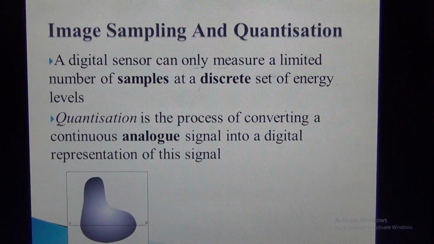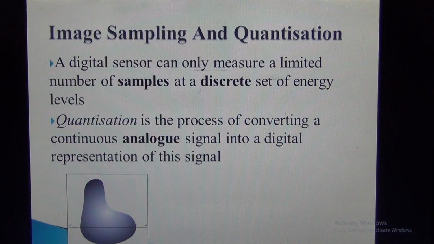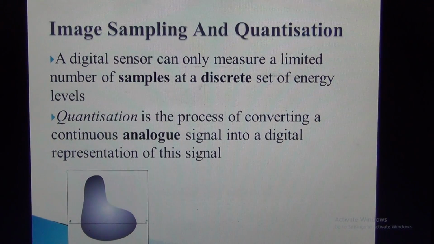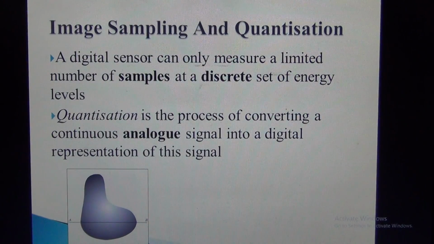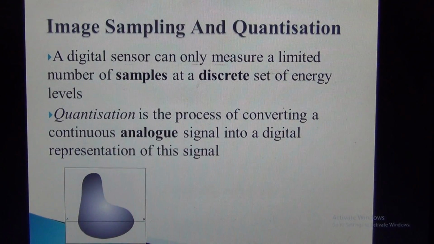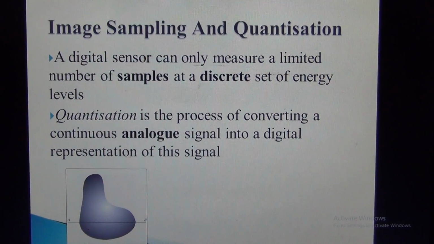So we have discussed that a digital sensor can only measure a limited number of samples at a discrete set of energy levels. So to convert it into a digital form, we have to sample both the coordinates and also the amplitude. This is known as sampling, and digitizing the amplitude is known as quantization.